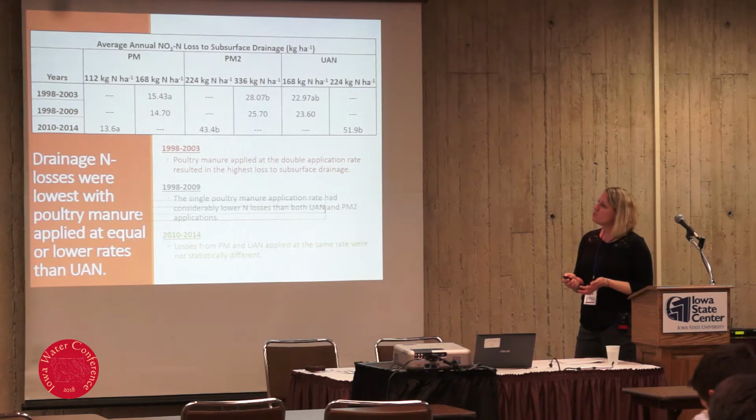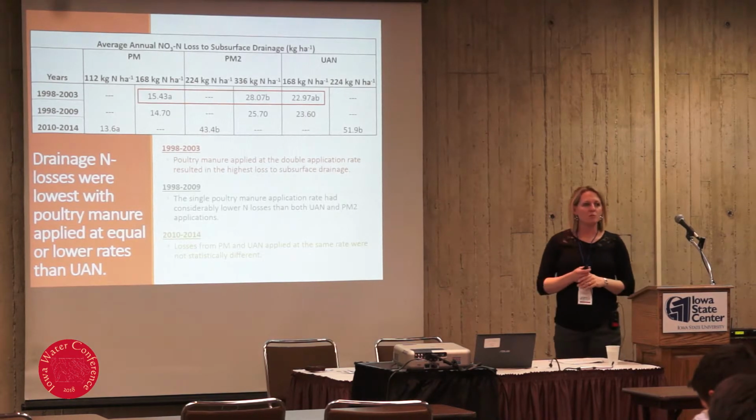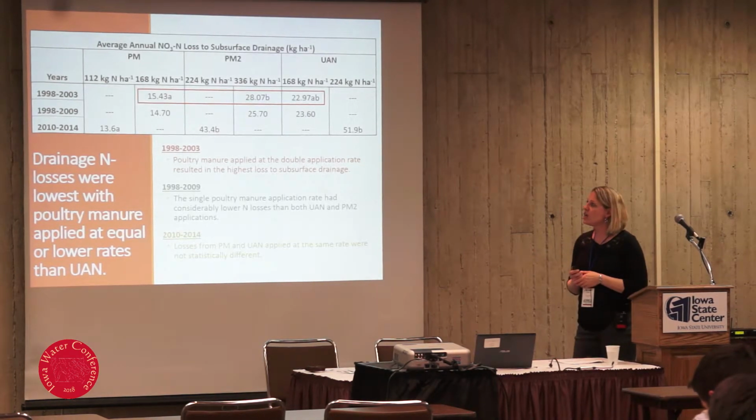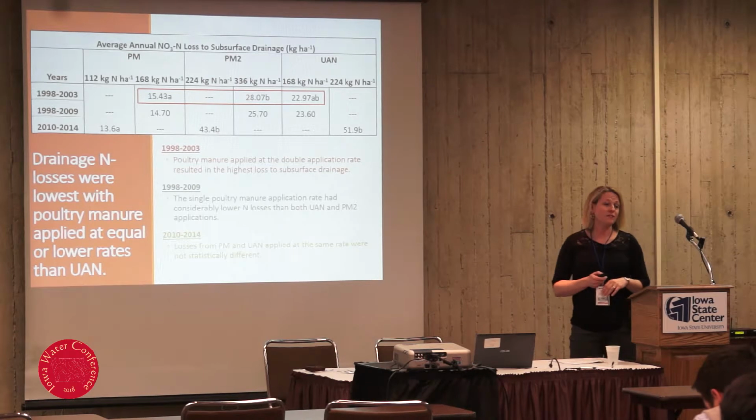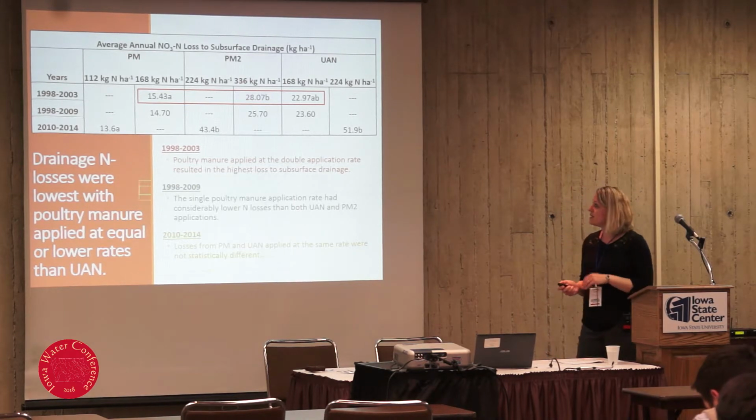When we look at the nitrate export to the tile drainage over the first years of the study, the poultry manure at the double application rate had the highest loss to subsurface drainage. But you can see that neither of them were significantly different from the UAN treatments.